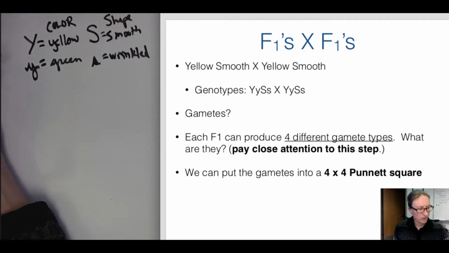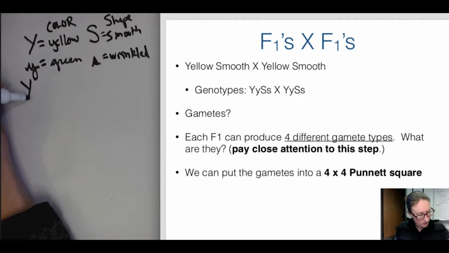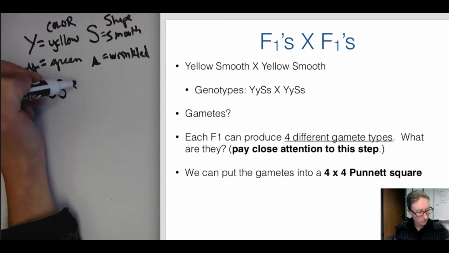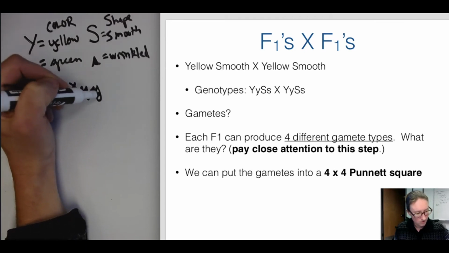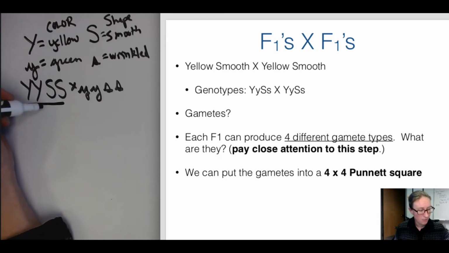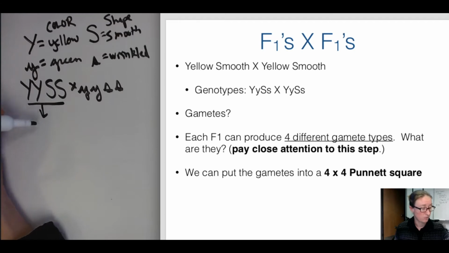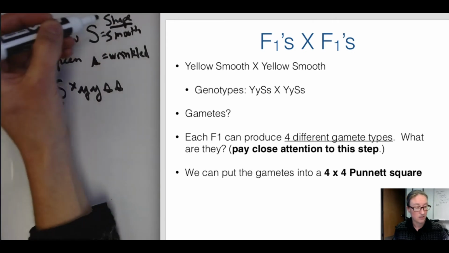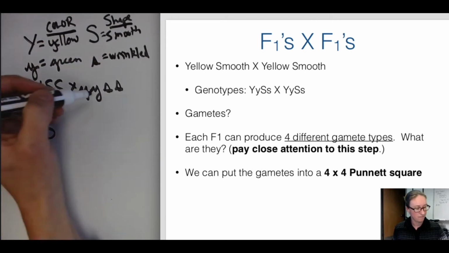So in our parental generation, we're looking at true breeding individuals. So we had yellow and smooth crossed with green and wrinkled. So big Y, big S crossed with little y, little s, right? So parent number 1 here can produce just one type of gamete, right? So only big Y and only big S. And keep in mind that all the offspring have to have a color and a shape. So both of those are going to get passed on.